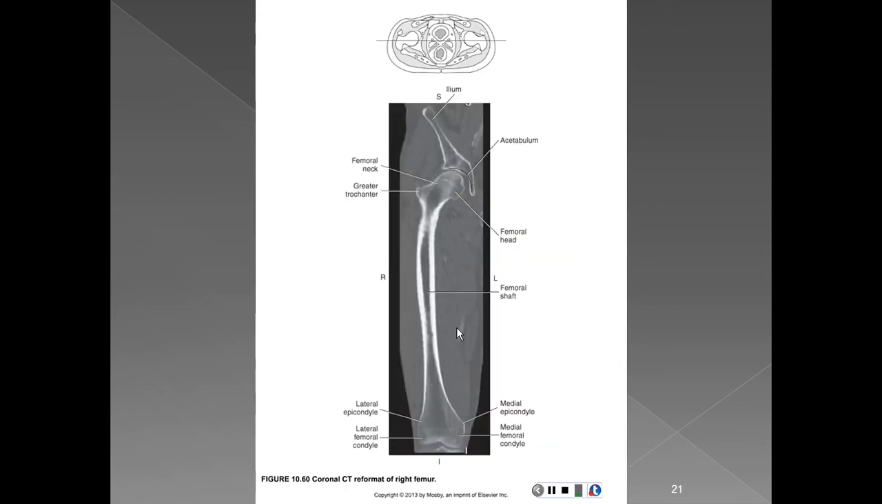Coronal CT reformat of the right femur. Know your modalities. This is a CT image, not an MRI image. So here we should be very conversant with the acetabulum, of course, the femoral neck, the greater trochanter, the femoral head, femoral shaft, the medial epicondyle, the medial femoral condyle, the lateral femoral condyle. This should all be very easy for us to identify at this point in time.